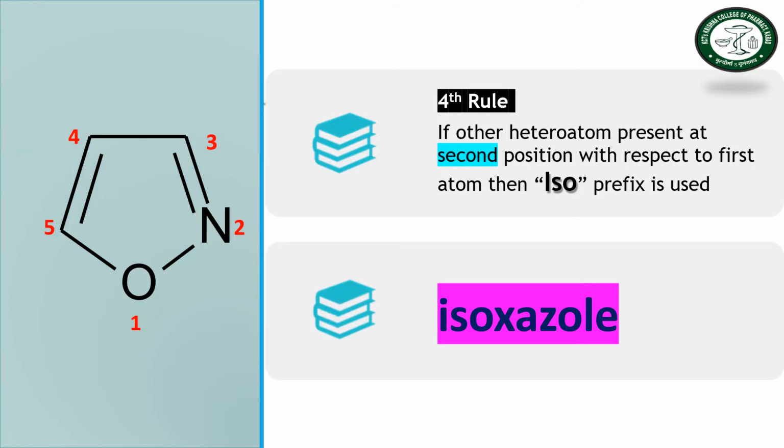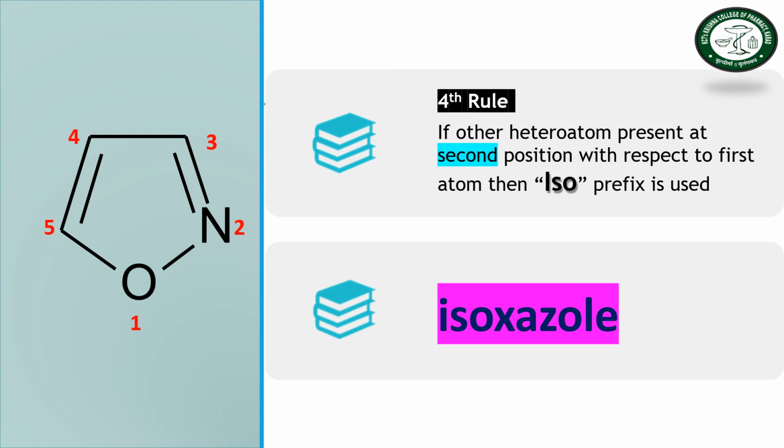So this is also the same, but here is something very important. The position of nitrogen is changed. Compared with the previous structures, the position of nitrogen is changed. Oxygen is one, nitrogen is second, but the ring is five-membered and the two double bonds are the same. Whenever a heteroatom is present at the next or second position from the first atom, meaning here if oxygen is number one and immediately after that is nitrogen, at that time you have to use iso. So what is the name of this structure? It is isoxazole.